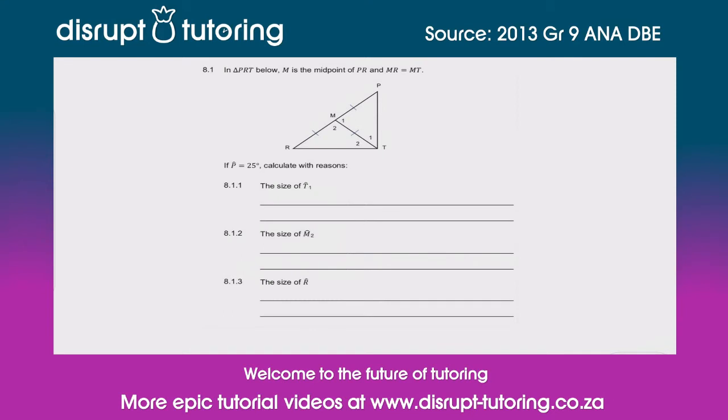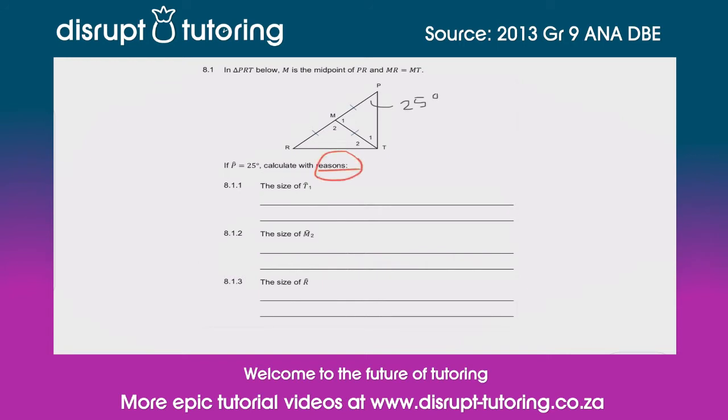Today we're going to deal with a triangle question, specifically some geometry. They've said to us in triangle PRT, which is this one over here, M is the midpoint of PR, and that we see that MR is equal to PM. And they've also said to us that MR is equal to MT, which they've indicated here. Now they've said to us, if P is equal to 25 degrees, which hasn't been noted, so we need to write that in, 25 degrees.